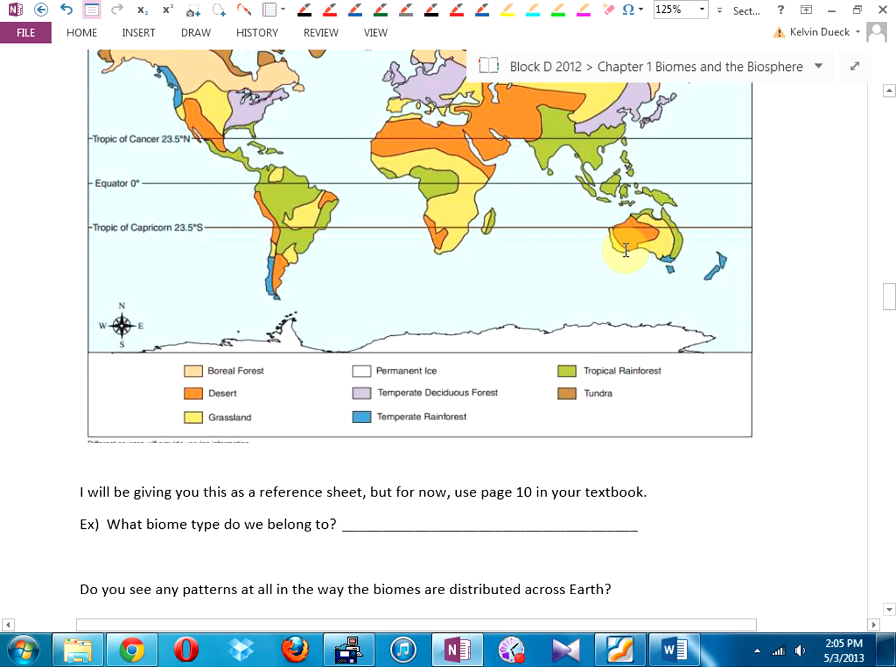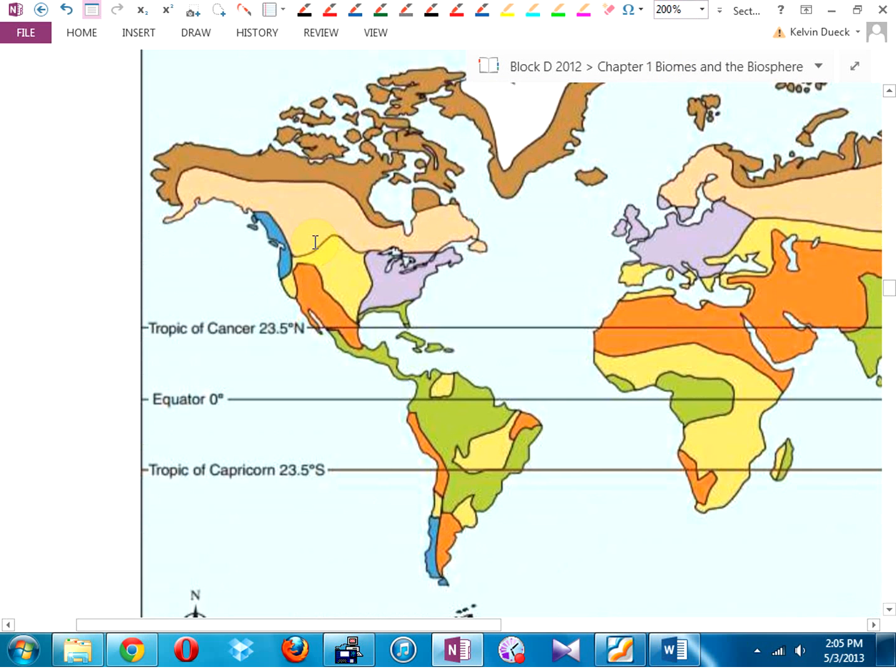What type of biome do we belong to? So you've got to zoom in and find us. I think that's Vancouver Island right there. I can see it on the map. What are we, Jacob? We, BC, and Oregon and Washington, we have our own little microclimate. We are temperate rainforest. You may even have heard of the Great Bear Rainforest as you go up a bit further north.